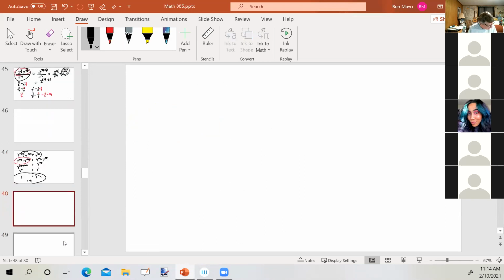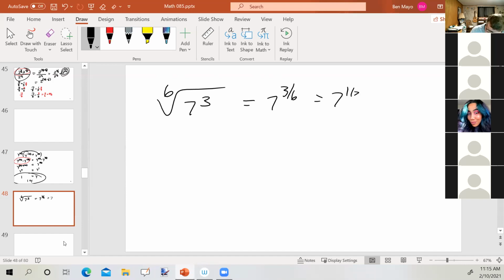This says use rational exponents to simplify each radical. All variables represent positive real numbers. So what we're going to do, we're going to take a radical, we're going to convert it into exponential form, we're going to simplify it, and then we're going to move it back into radical form. So this would be 7 to the 3/6 power, which would be 7 to the 1/2 power, which would be the square root of 7. So this simplifies into that.